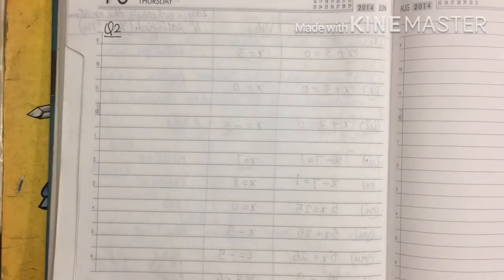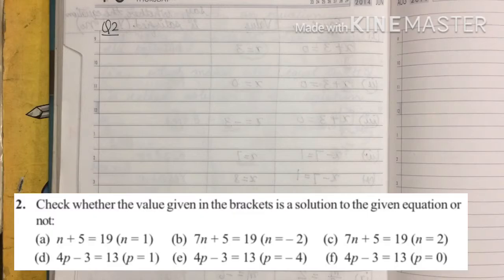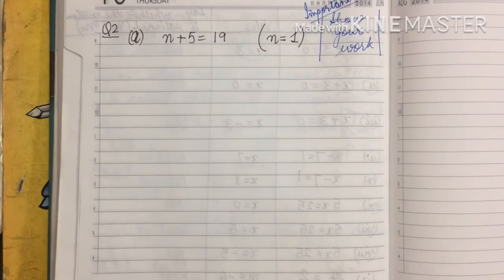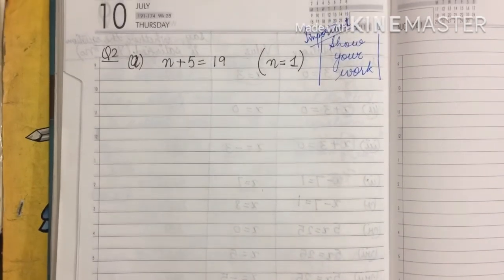Now let us take a look at question number 2. Check whether the value given in the brackets is a solution to the given equation or not. Now you have been given one value with each equation and you have to show your work. In question number 2, you will be showing your work. So this is question number 2, first part.